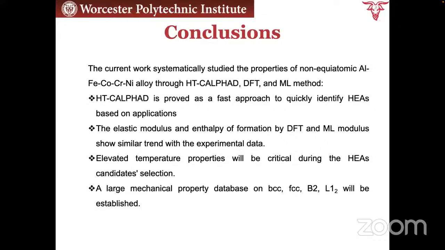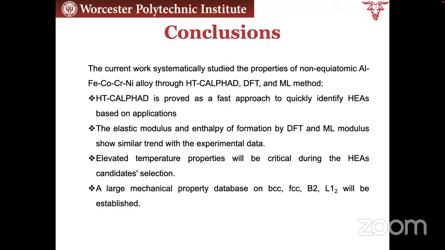In the future, we want to establish a very large mechanical property database for BCC, FCC, B2, L12. When I say very large, it means, first, right now we only have 5 elements, so we want to include more elements. And another thing is, besides the BCC and FCC I demonstrated, for B2, L12, and some other phases, we want to include them. So that's pretty much what we have done.